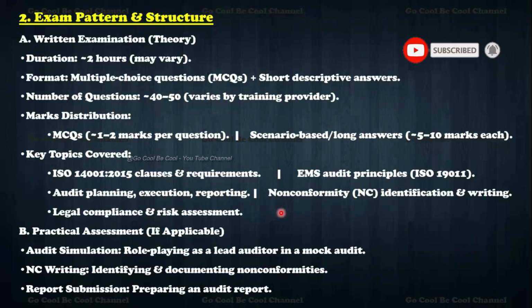Practical means they will generally ask us to go for an audit and identify some EMS non-conformities. They want to see who has experience as an auditor. Since you are newly appearing for the lead auditor training program, they will ask you to go for a simulation: audit simulation, role playing as a lead auditor in a mock audit. So NC writing, auditing, identifying, documenting, and non-conformity report submission, and preparing an audit report.